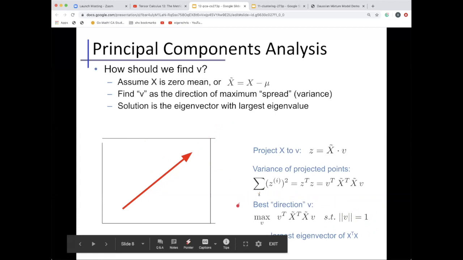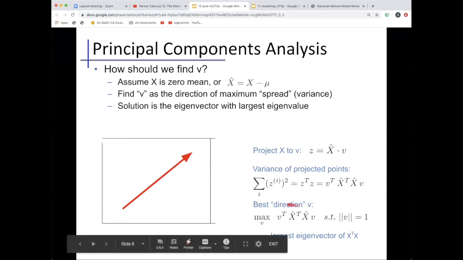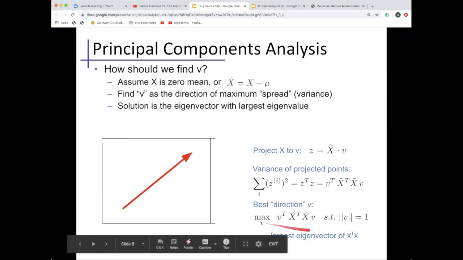So now I can convert the problem of identifying the directions to simply this maximization of the projected variance, subject to the constraint that V is a unit vector. And I just need to solve this problem. Okay. If you remember from your linear algebra class, the solution of this problem becomes simply V being the largest eigenvector of this matrix. And you can demonstrate that from linear algebra.